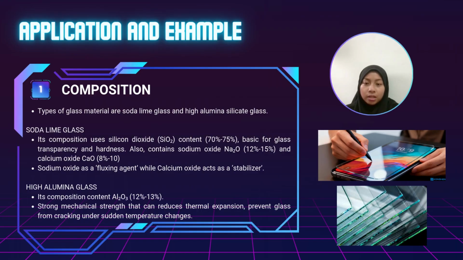For example, it is used in basic display screens. For the high alumina glass, the composition contains aluminum oxide, which is 12 to 13%, and also has strong mechanical strength that can reduce thermal expansion and prevent glass from cracking under sudden temperature changes. For example, it is used in Gorilla Glass for smartphones and tablets.